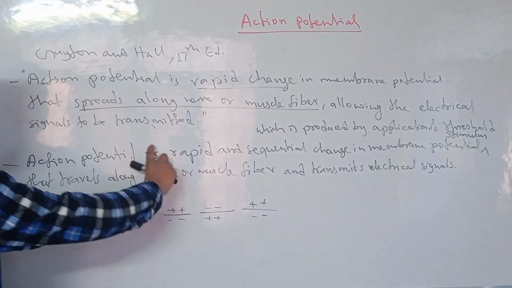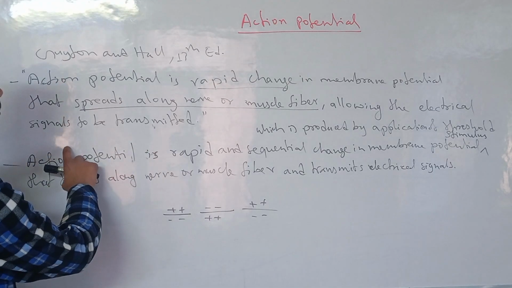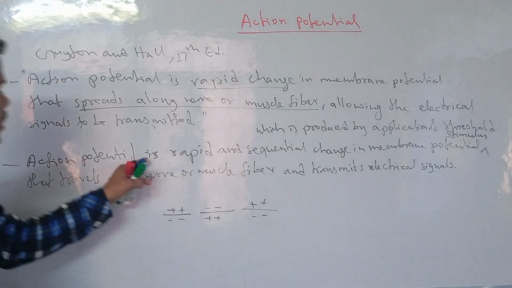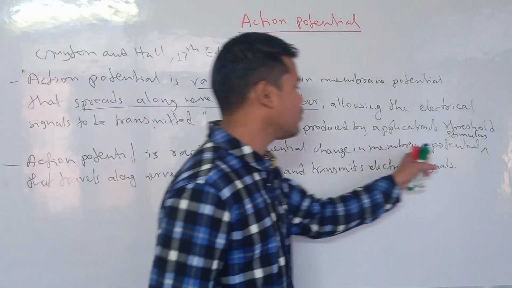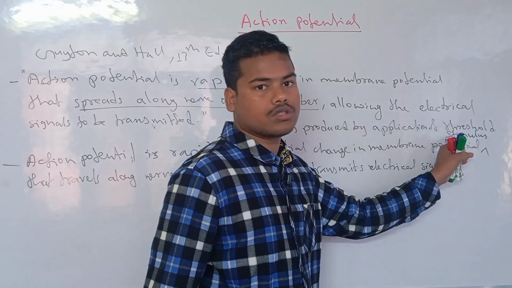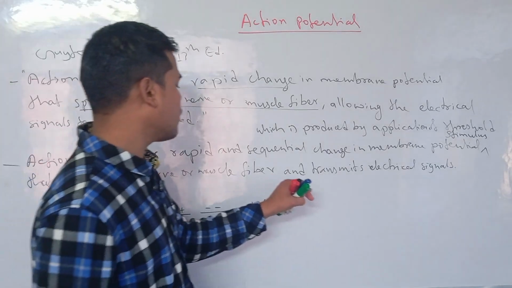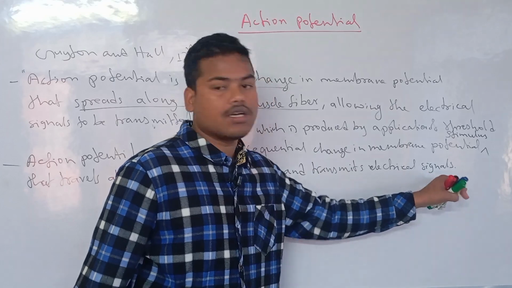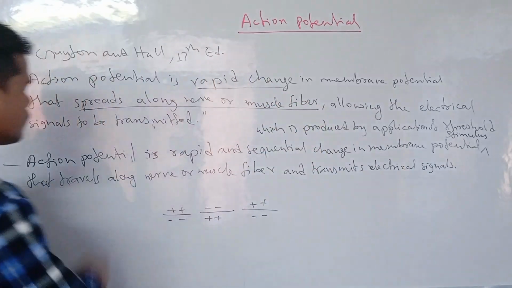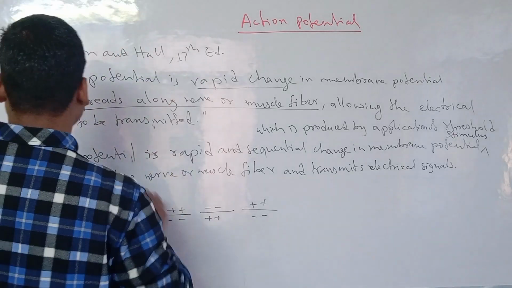So you can write in your own words. I write that action potential is a rapid and sequential change in membrane potential which is produced by application of threshold stimulus that travels along nerve or muscle fiber and transmits electrical signals. There are many other definitions also. You can follow any of the definitions.